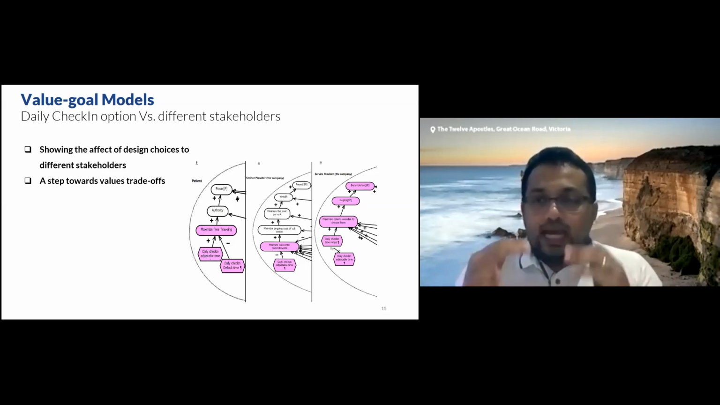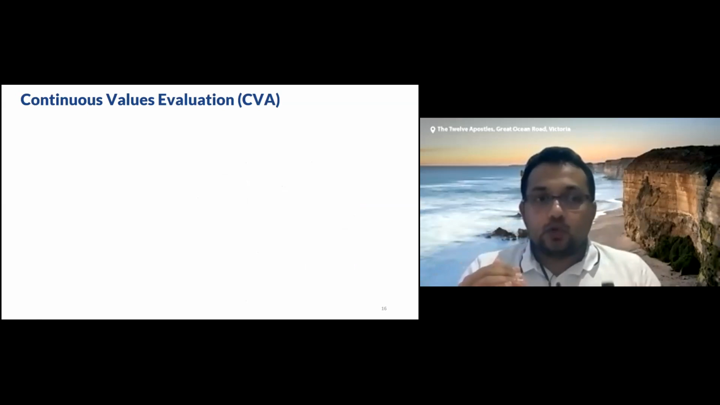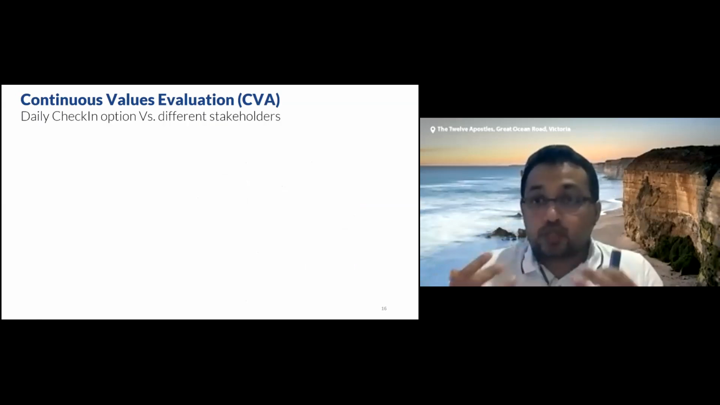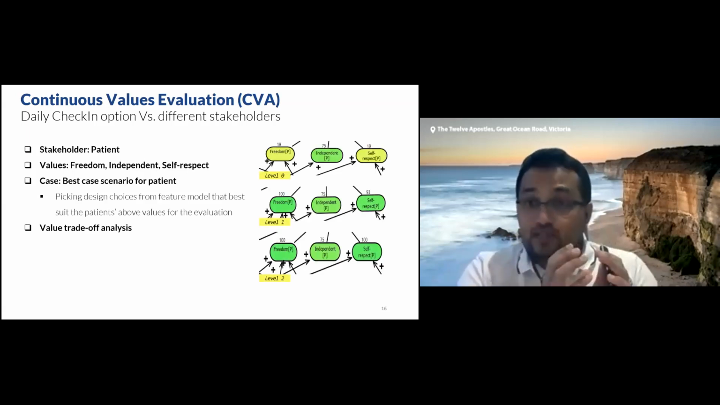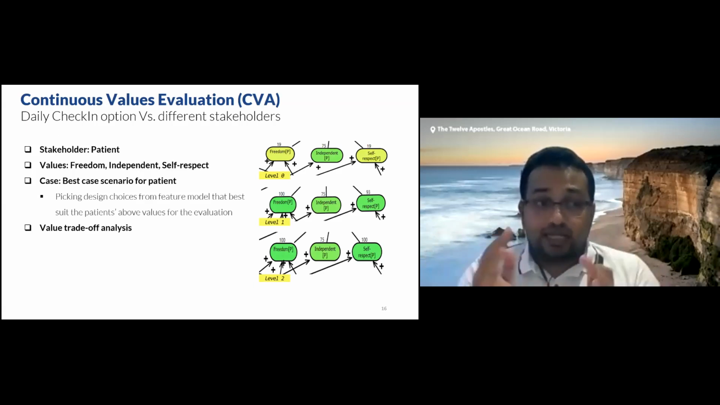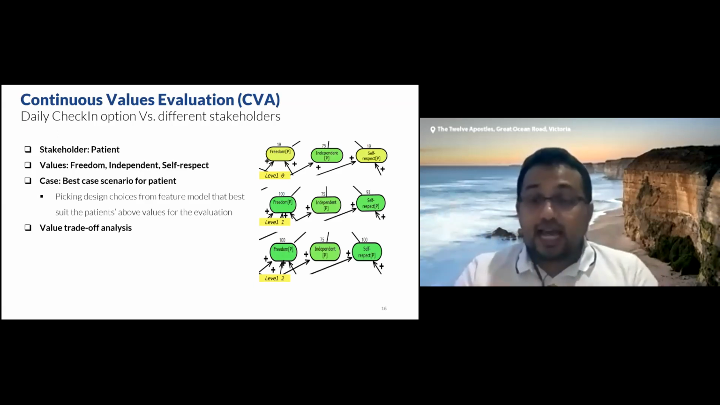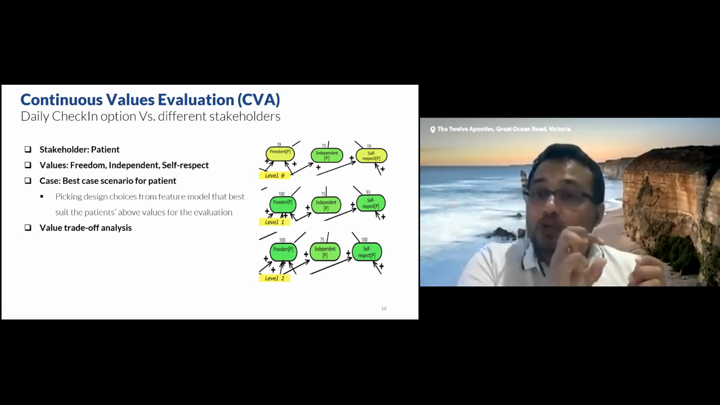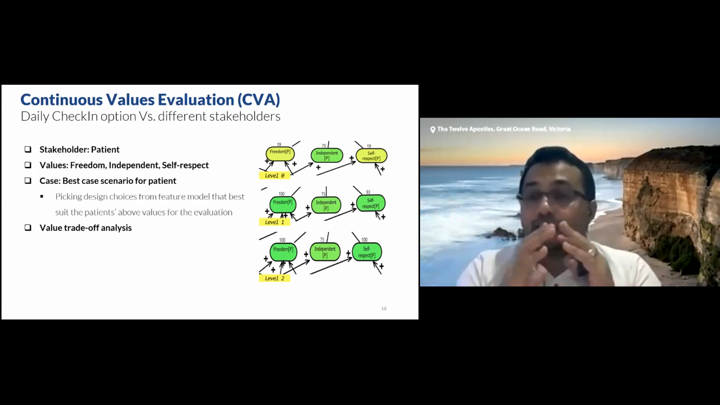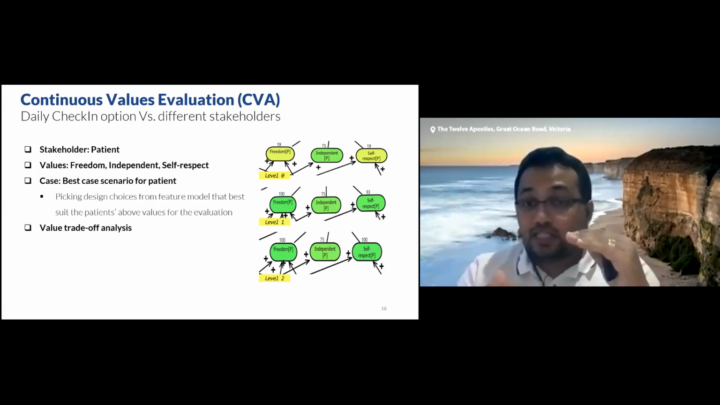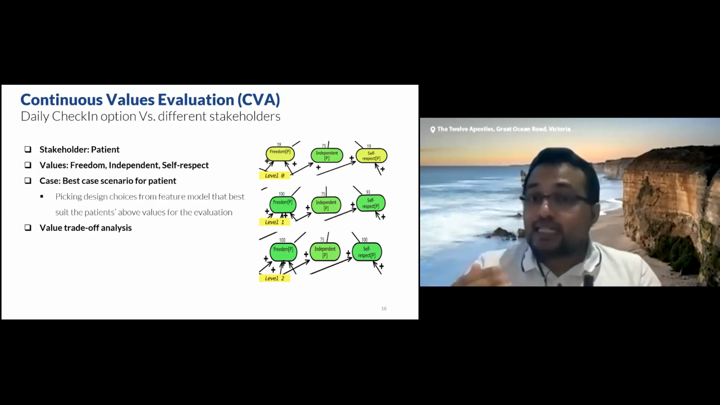So at each level, we do some evaluations. For example, here we take the patient and 3 values: freedom, independence, and self-respect, and we pick the design choices from the feature model that best suit the patient's above values. Then we did evaluation at each level, level 0, level 1, and level 2. You can see the numbers.